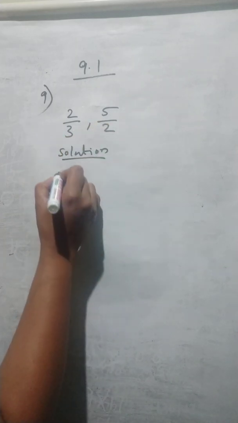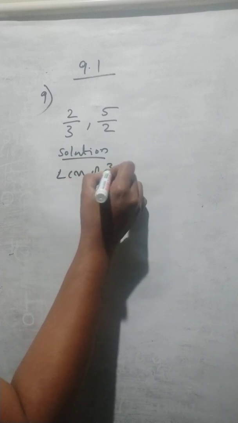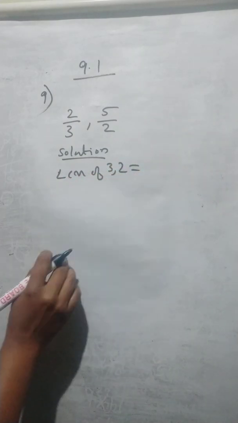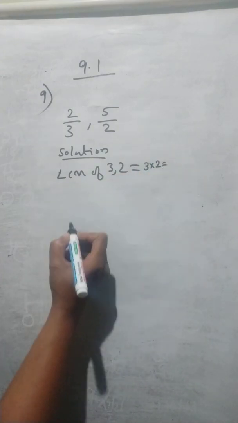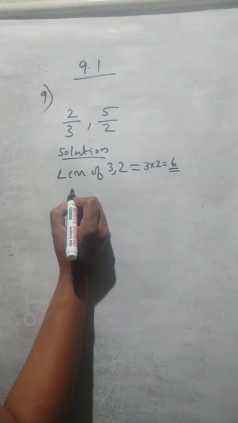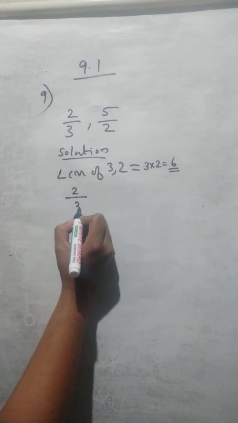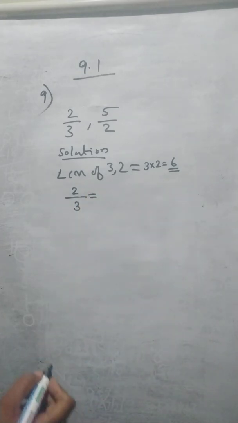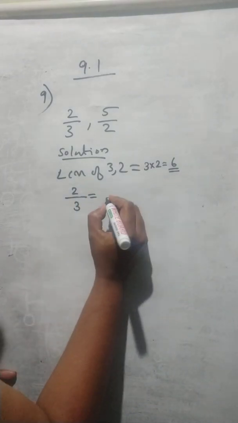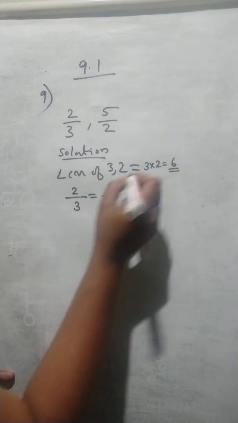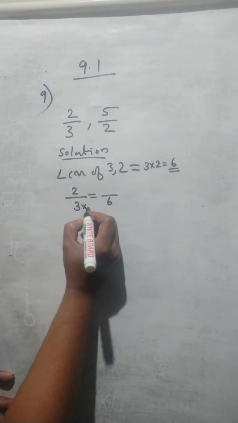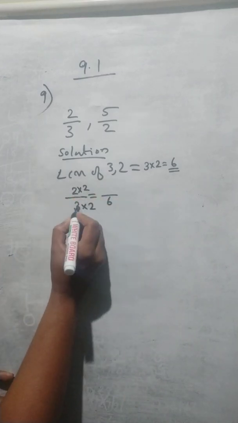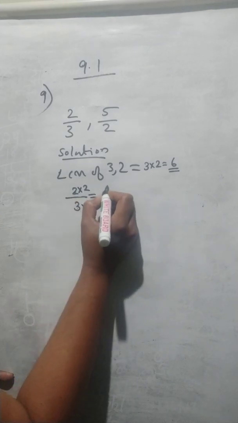First, we have to find the LCM of 3 and 2. We know there is no common factor for 3 and 2, so we have to multiply these two numbers. 3 twos are 6. After that, the step is we have to convert these given rational numbers into this LCM as the denominator. So, 6 is the denominator, the LCM. So, 3 times 2 and 2 times 2. 3 twos are 6. Then 2 twos are 4.